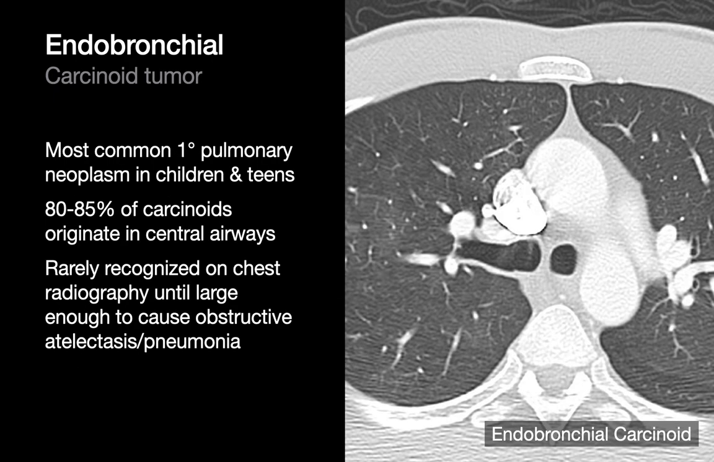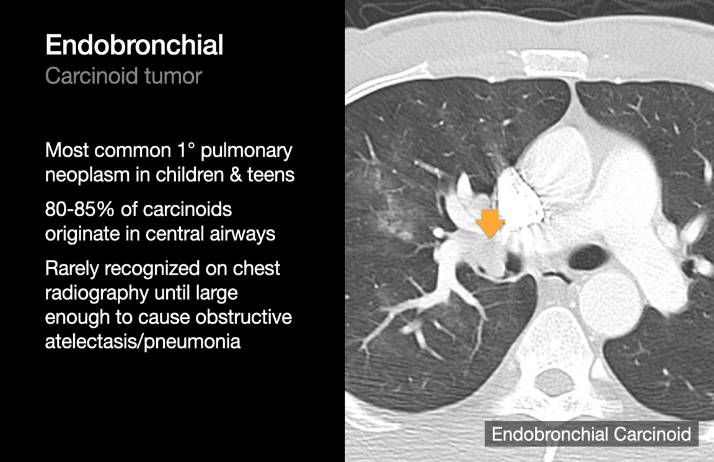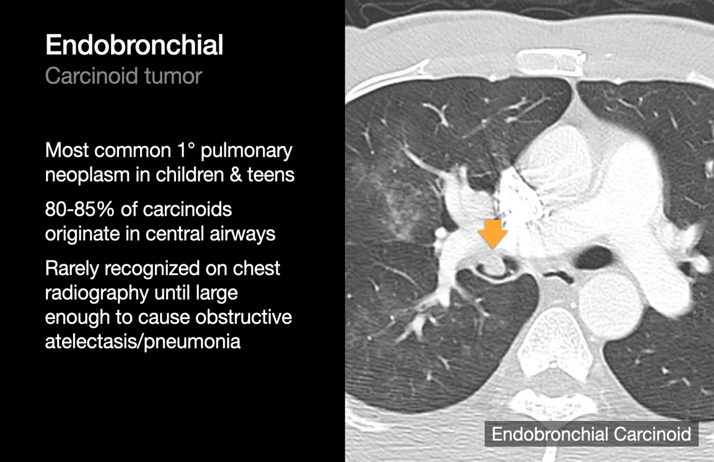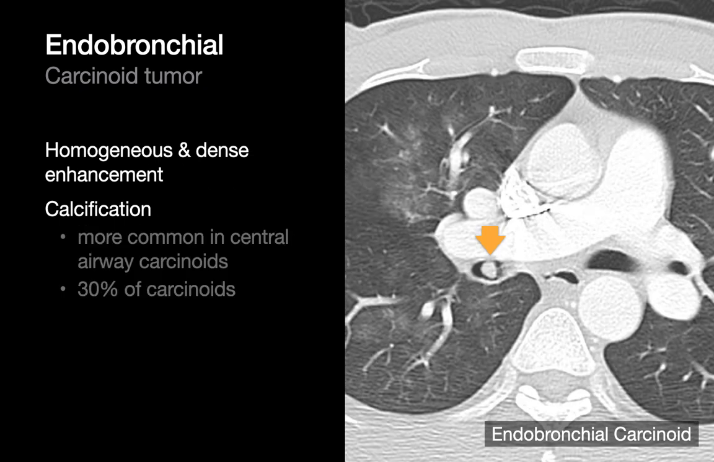This is a case with a different endobronchial tumor. This one's an endobronchial carcinoid. However, like hamartomas, carcinoids can also be silent on chest x-ray until they finally become large enough to obstruct the airway and then become symptomatic. Carcinoids are generally hyper-enhancing. They're also known to partially calcify sometimes, so be cautious if the calcification pattern you see in an endobronchial nodule is one of your indeterminate calcification patterns.